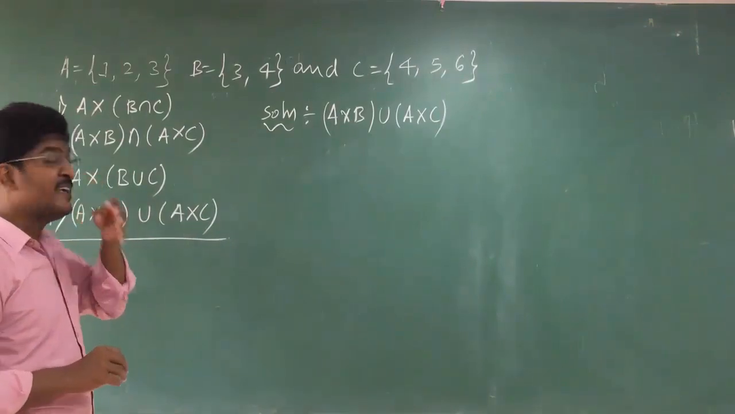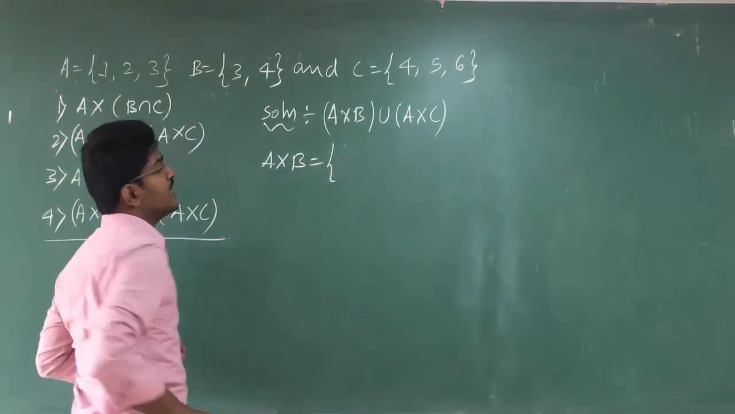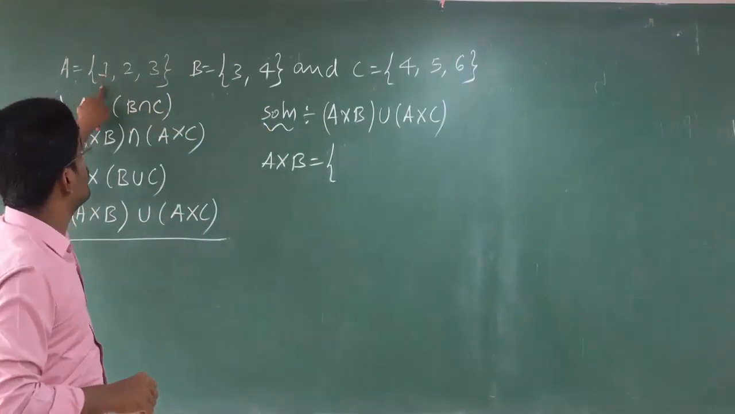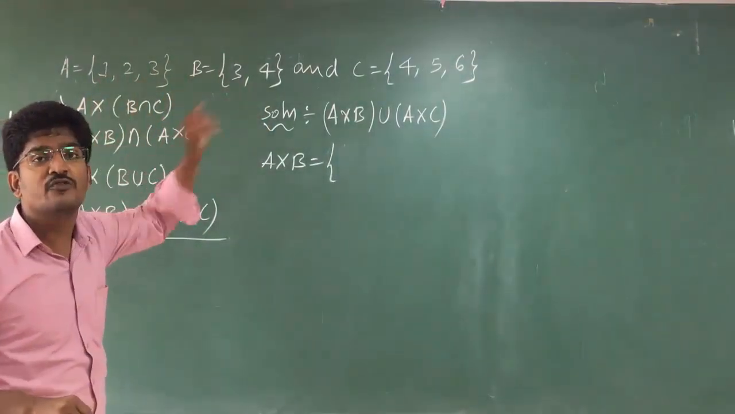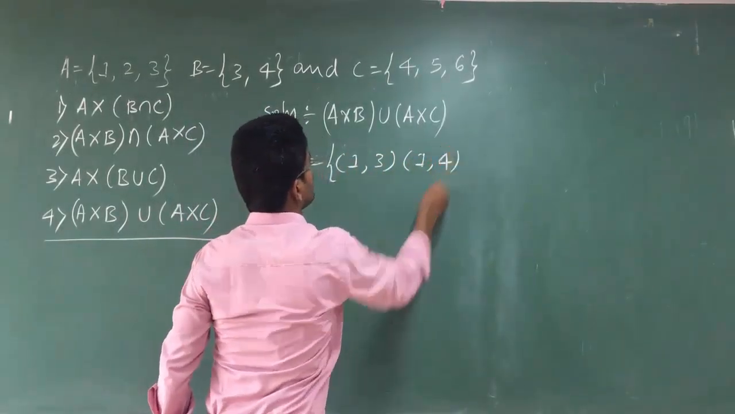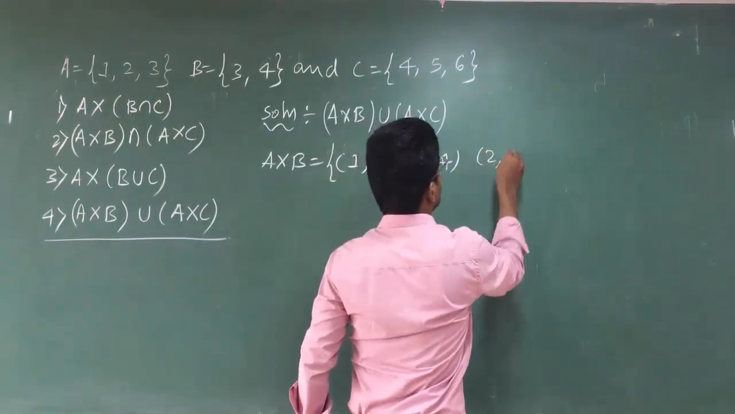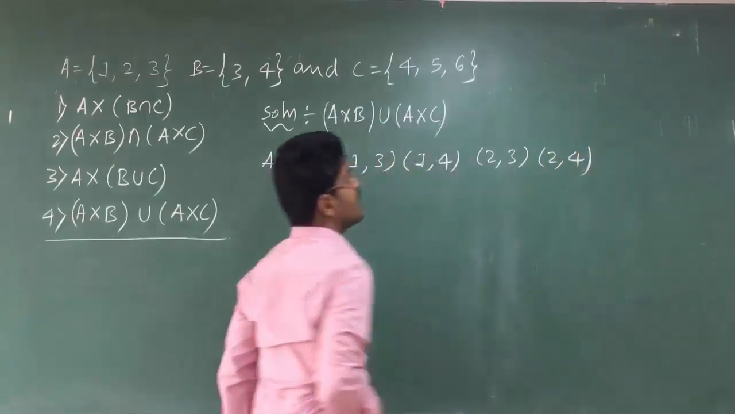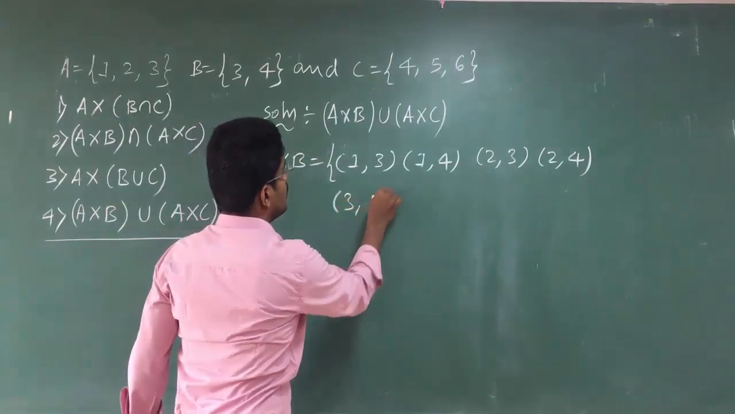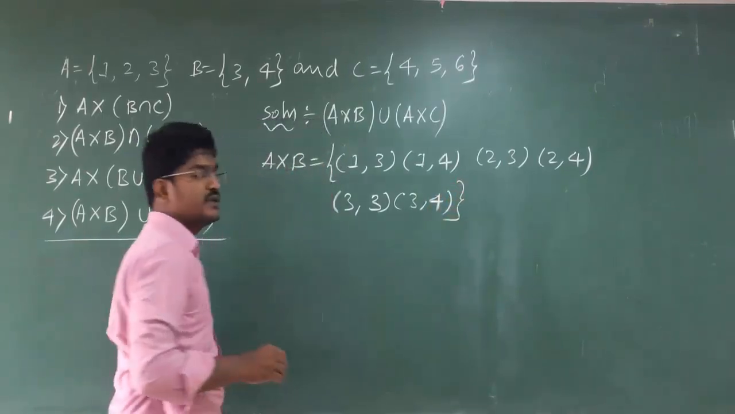Clear? Okay. First let us calculate A cross B. So what is A cross B here? Say A, B. So what is the first element? 1,3. Second element? 1,4. So that is 1,3, 1,4. Next element? 2,3, 2,4. Next 3,3, 3,4. Clear? So here ends your A cross B.